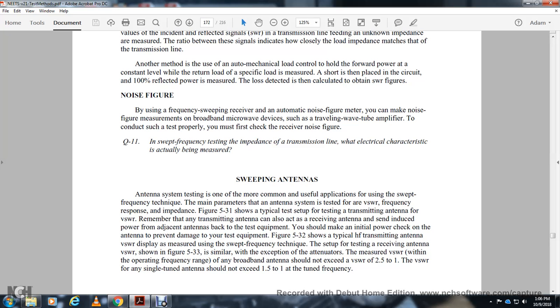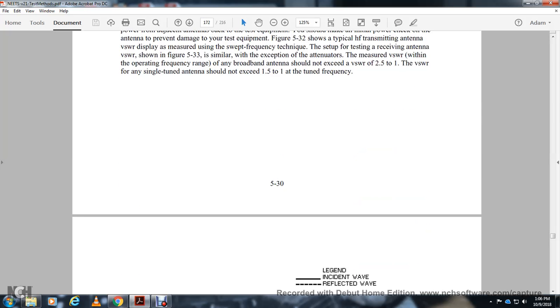You should make an initial power check on the antenna to prevent damage to the test equipment. Figure 5-32 shows the typical high frequency transmission antenna voltage standing wave ratio displayed by measuring with sweep frequency, with the setup for testing the receiving antenna voltage standing wave ratio. Figure 5-33 similarly measures the standing wave ratio within the operating frequency. Any other broadband antenna should not exceed a voltage standing wave ratio of 2.5 to 1. A single tuned antenna should not exceed 1.5 to 1 at the tuned frequency.